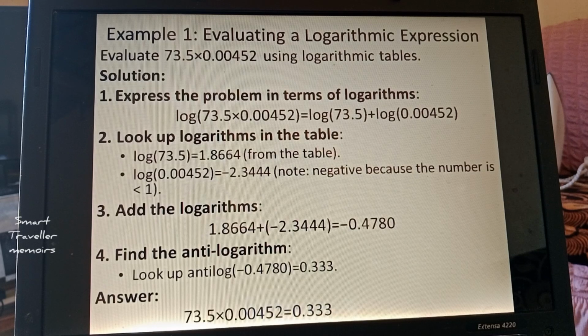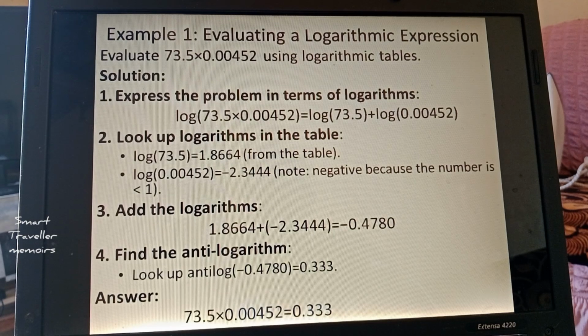Next, look for logarithms in the table. When you look in the table, you find the logarithm of 73.5 is 1.8664. And the logarithm of 0.00452 is negative 2.3444. Negative because the number is less than 1. We'll come to the nitty-gritties of this. Adding the logarithms, you have 1.8664 plus negative 2.3444, which gives you negative 0.4780.